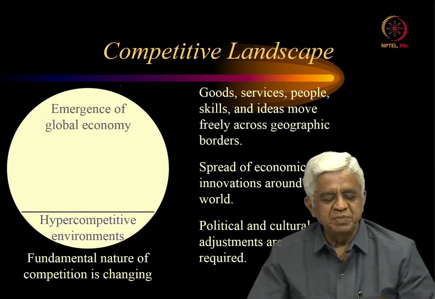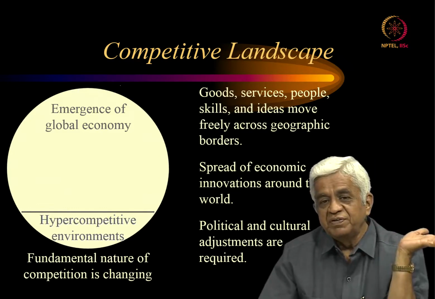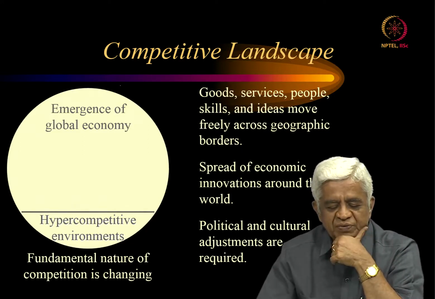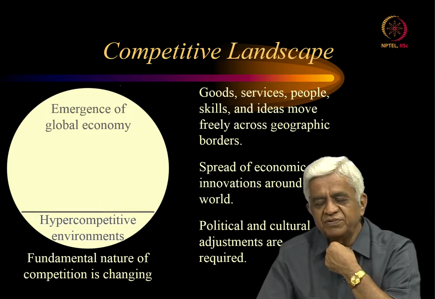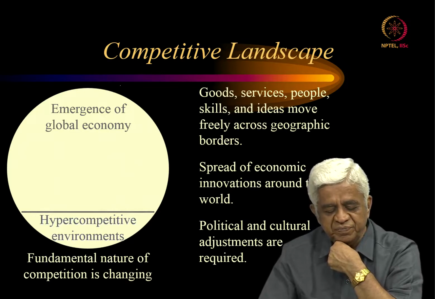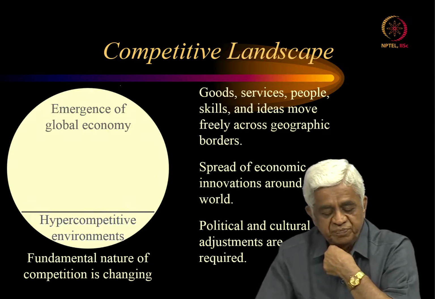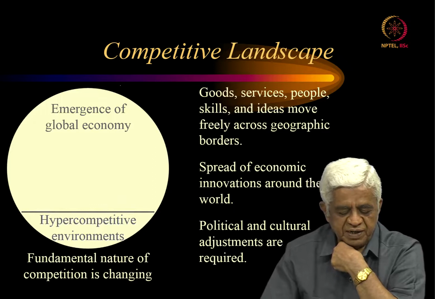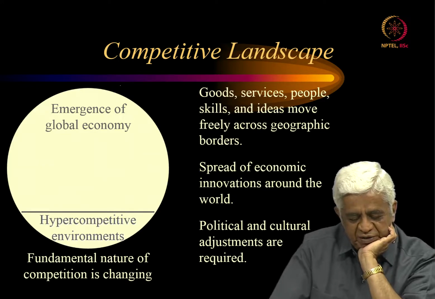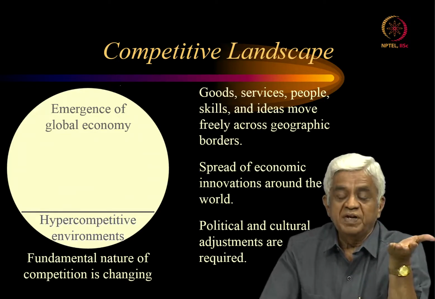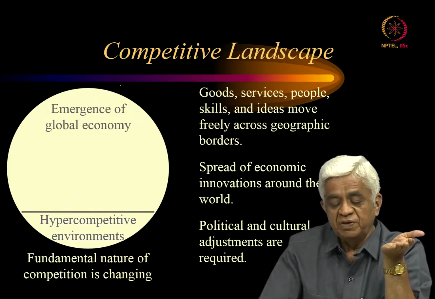So, this is what is happening with respect to the competitive landscape, and you have this emergence of the global economy: goods, services, people, skills and ideas move freely across geographic borders. With the spread of economic innovations around the world, political and cultural adjustments are required. This is what I told you also. This is what is happening with respect to the Indian family setup as well. Okay. Conservative Indian family setups are also feeling the impact.